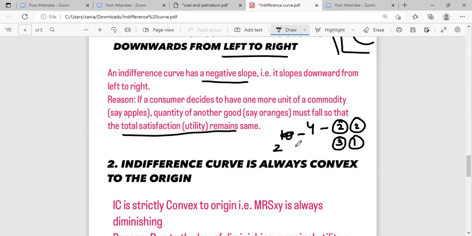Plus, you can even purchase two t-shirts and three trousers. So same, but you have to maintain the same decorum, because you can only purchase four products. You are indifferent between both the things, so whether I purchase this or that, I'm going to be okay with that. So if a consumer decides to have more units of one commodity, say apples, the quantity of other goods, say oranges, must fall so that total utility or total satisfaction remains same. Clear?